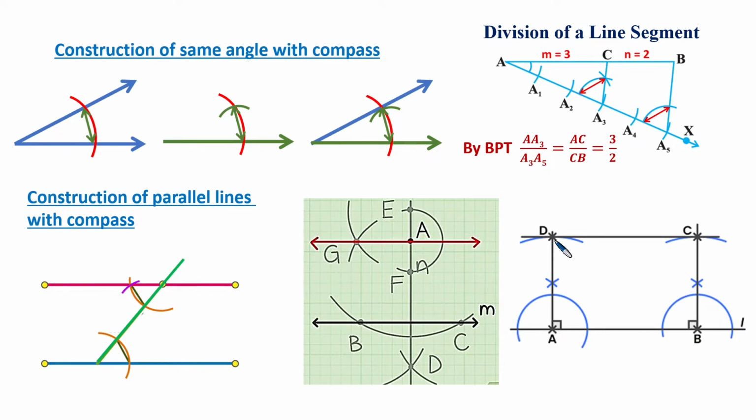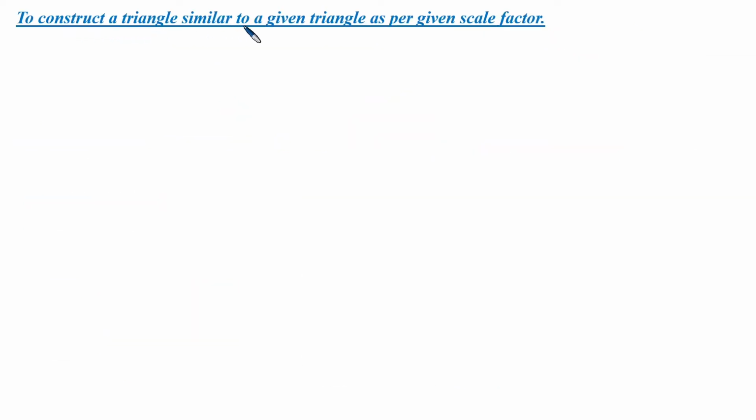Again you draw one perpendicular line and again one perpendicular line, and then whatever distance you want, you can draw an arc and then join this point and this point, you get another parallel line. Now to construct a triangle similar to a given triangle as per given scale factor. So similar triangle is not a congruent triangle, it's a similar triangle, some scale factor will be given.